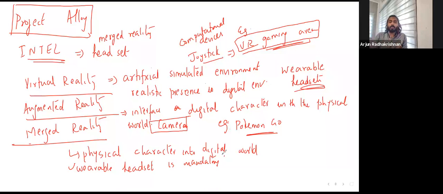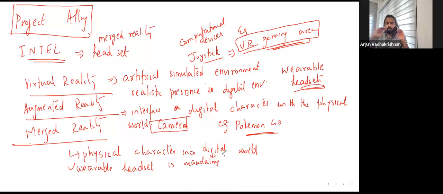It's just like the opposite of augmented reality. In augmented reality, we are interfacing a digital character in my physical environment. Here it is the other way around. Suppose I am a physical character, I will be in a digital environment, almost like virtual reality, but I can interact with the environment. I'll be doing things in the environment with my body parts.